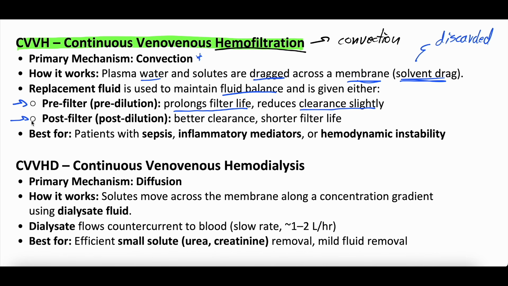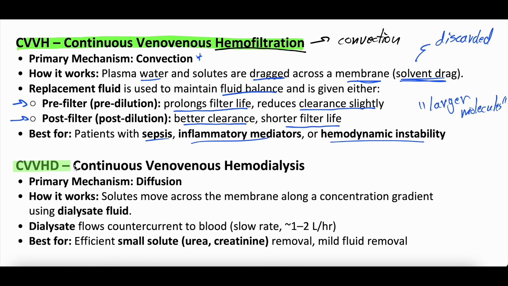Or you can have a replacement fluid post-filter. So the blood goes by this filter. That filter obviously does the solvent drag where plasma water and solutes are dragged across and discarded. And then you mix what's left of the blood with the replacement fluid. This allows for better solute clearance because you haven't diluted the blood before it passes that filter. But it does also lead to shorter filter life. So this is best for patients with sepsis, inflammatory mediators, hemodynamic instability. Convection, people say, is better for larger solute molecules, things like myoglobin, cytokines, all that kind of stuff.